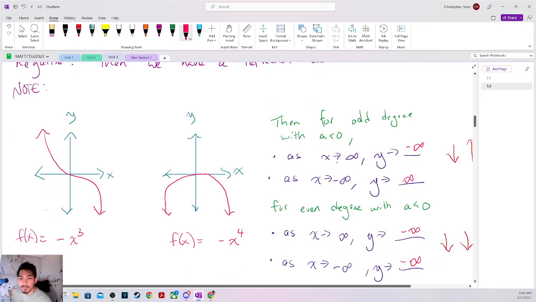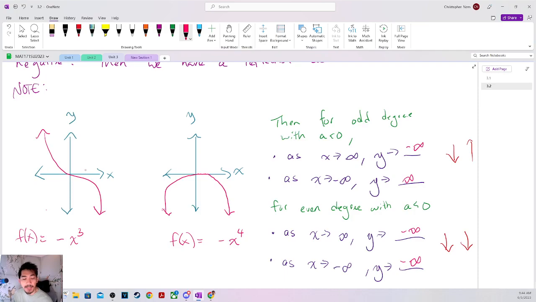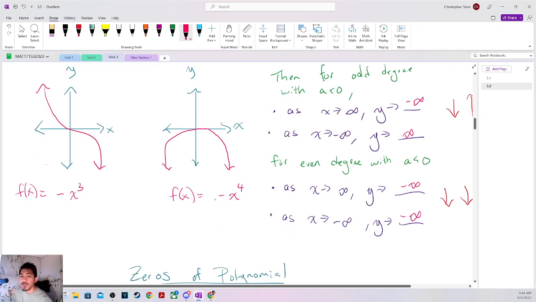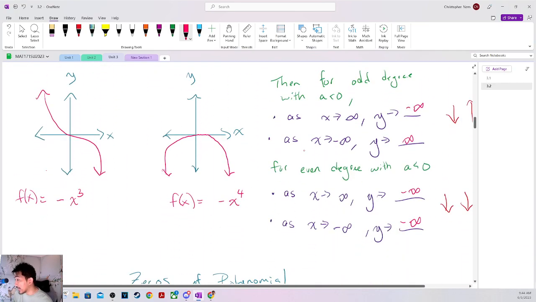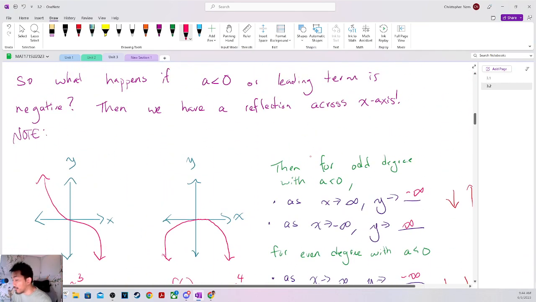So as I go from left to right for the odd degree, if I go to the right side, I go down instead of up. If I go to the left side, x approaches negative infinity, I go up instead of down. So it reverses. Likewise, with even degrees, if I go all the way to the right, it goes down. If I go all the way to the left, it goes down. You do need to know this flow chart in particular. All right, this is a very powerful flow chart.